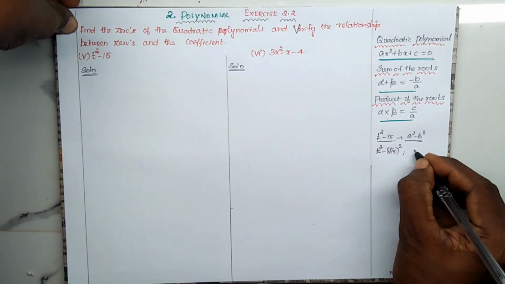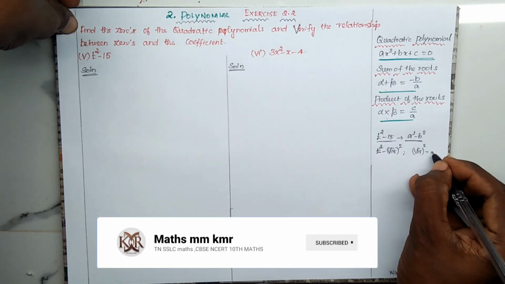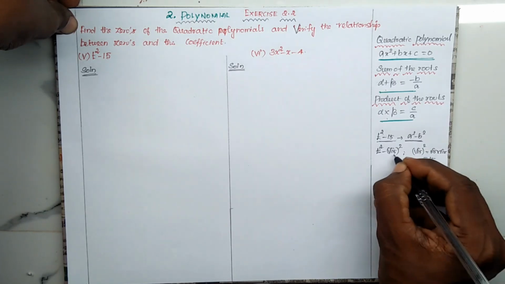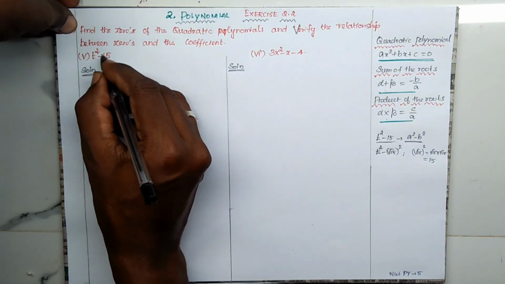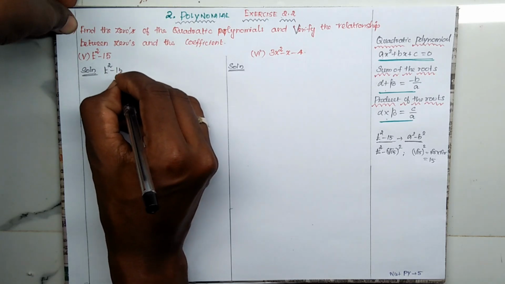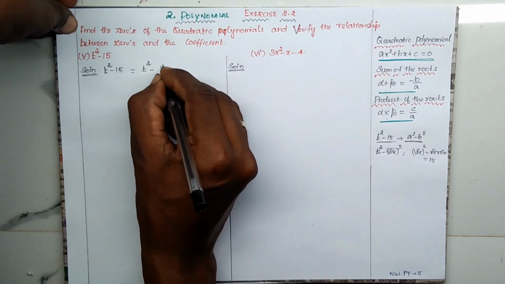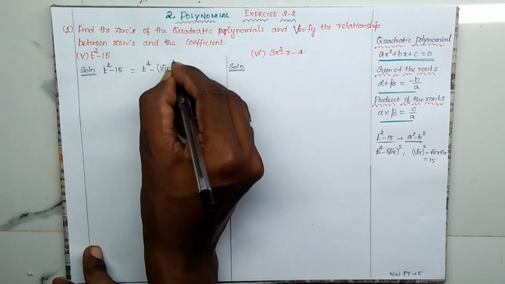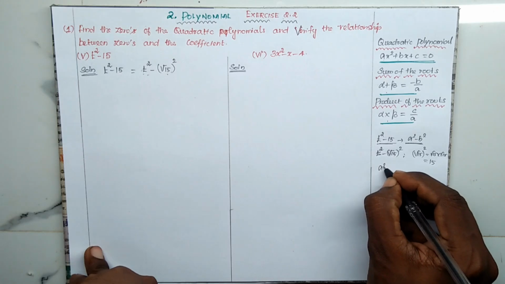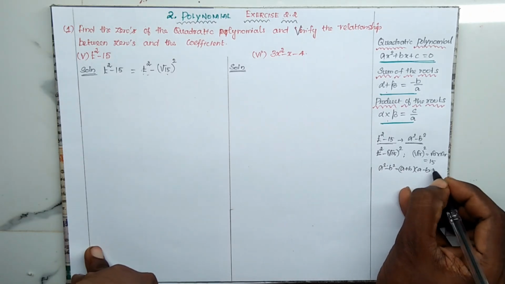And here, root 15 the whole square, what does this mean? Root 15 the whole square means root 15 into root 15, that will give us 15. So this 15 can be written as root 15 the whole square. Now t square minus 15 can be written as t square minus root 15 the whole square. Now it looks like a square minus b square.